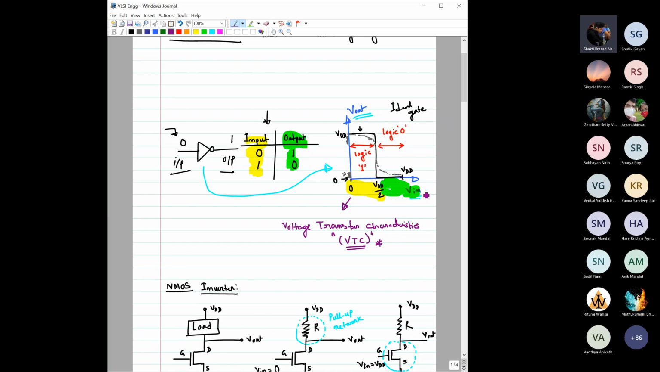Basically, it is the output versus input characteristics. Sometimes it is also called DC transfer characteristics. Fine. So I hope this part is clear. This is a very fundamental and very basic thing. You already know that, right?